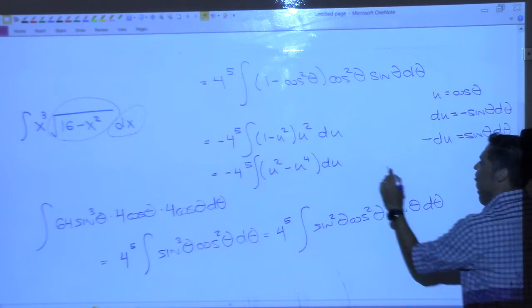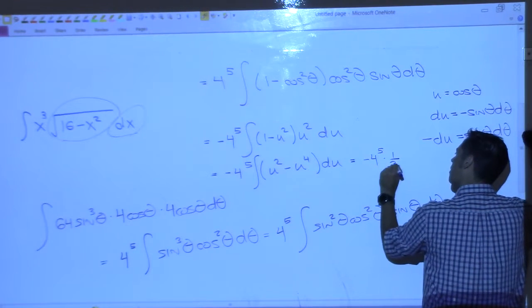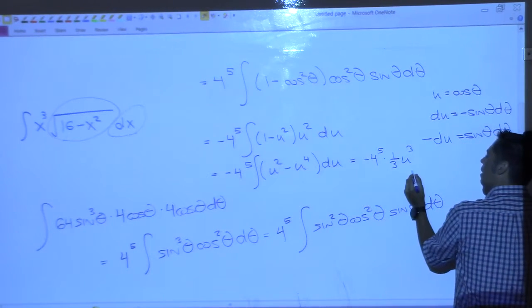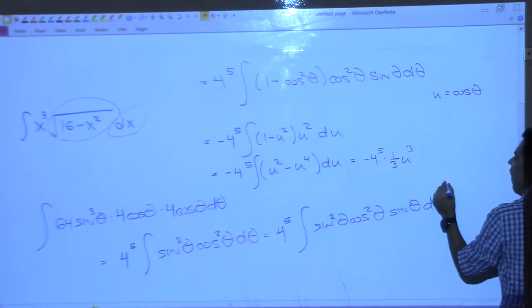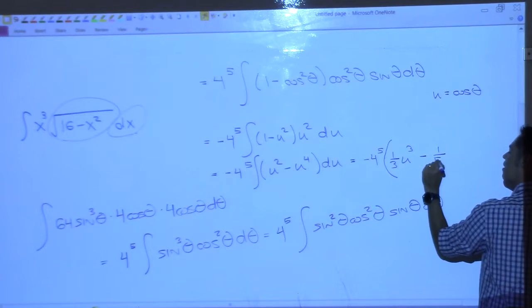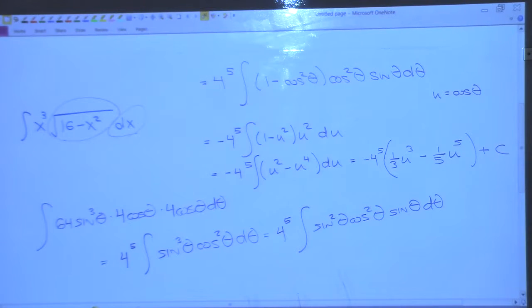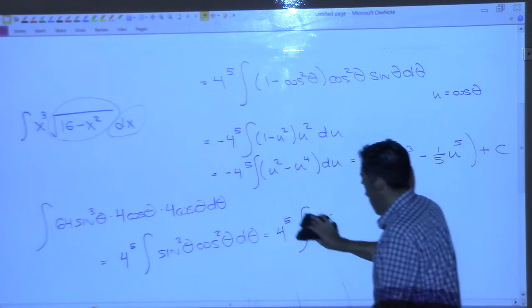All right, antiderivative time. So, negative 4 raised to the 5th times 1/3 u cubed. We'll just do it all like this. Keep that outside. And then we have minus 1/5 u to the 5th, and then plus c. What's u? U is cosine theta, right? You just want to leave 4 to the 5th by itself. What is 4 to the 5th?